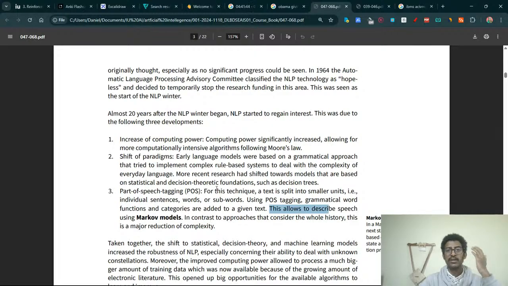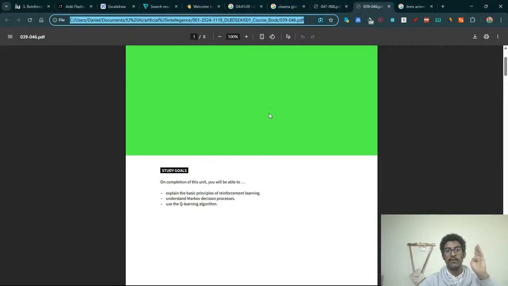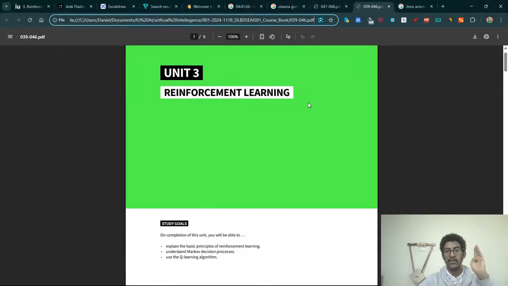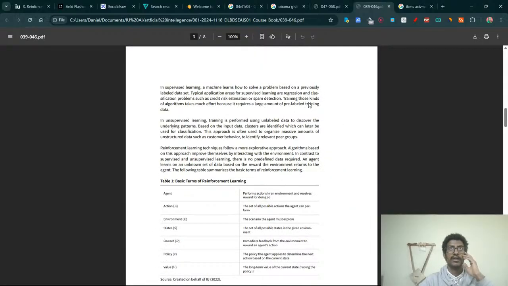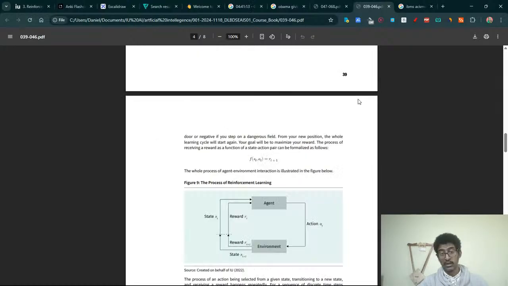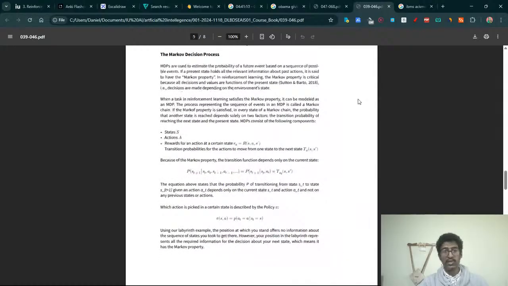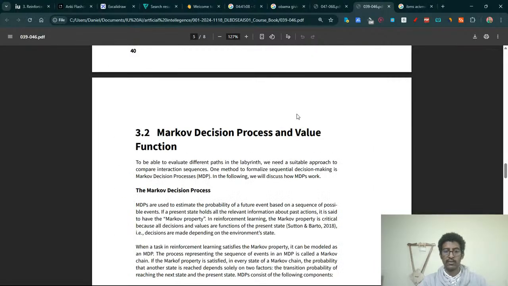So Markov principles, we will return to them later, like in reinforcement learning. There is a Markov law. Markov law is kind of a way of predicting: you study the past to predict the next. So it's used literally in reinforcement learning. We will talk about that as well.